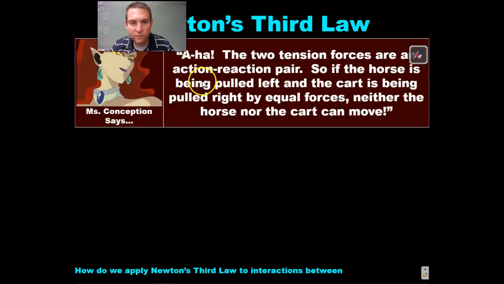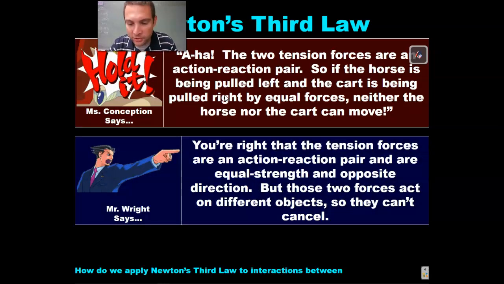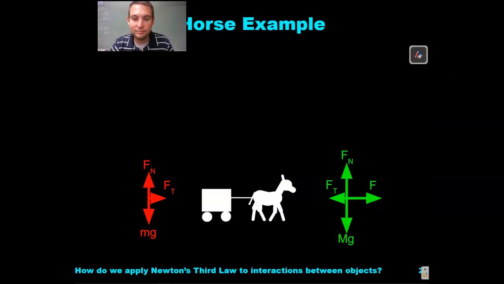Aha! Two tension forces are an action-reaction pair, so if the horse is being pulled left and the cart is being pulled to the right by equal forces, neither the horse nor the cart can move. Makes sense, right? No. You're right, the tension forces are an action-reaction pair and are equal in strength and opposite in direction, but those two forces act on different objects, so they can't cancel. They can't cancel. Only things within the same free body diagram can cancel.